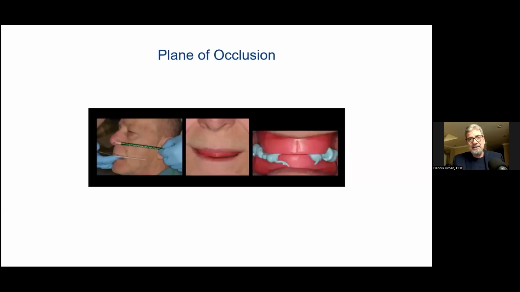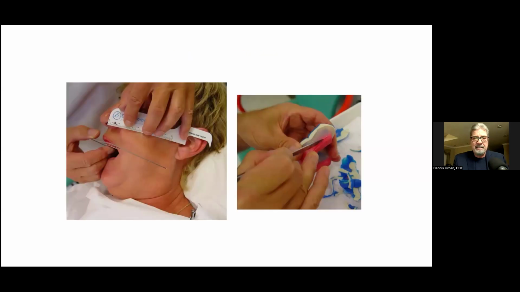So, and we look at the plane of occlusion. Look at the picture on the left-hand side. The tip of the nose to the middle of the ear is the Camper's plane. And that occlusal plane should be equal to the Camper's plane. And so when the occlusal rim goes to the dental office, if that occlusal rim is sloping down on the posterior, we want to adjust that. So we'll adjust that plane of occlusion.